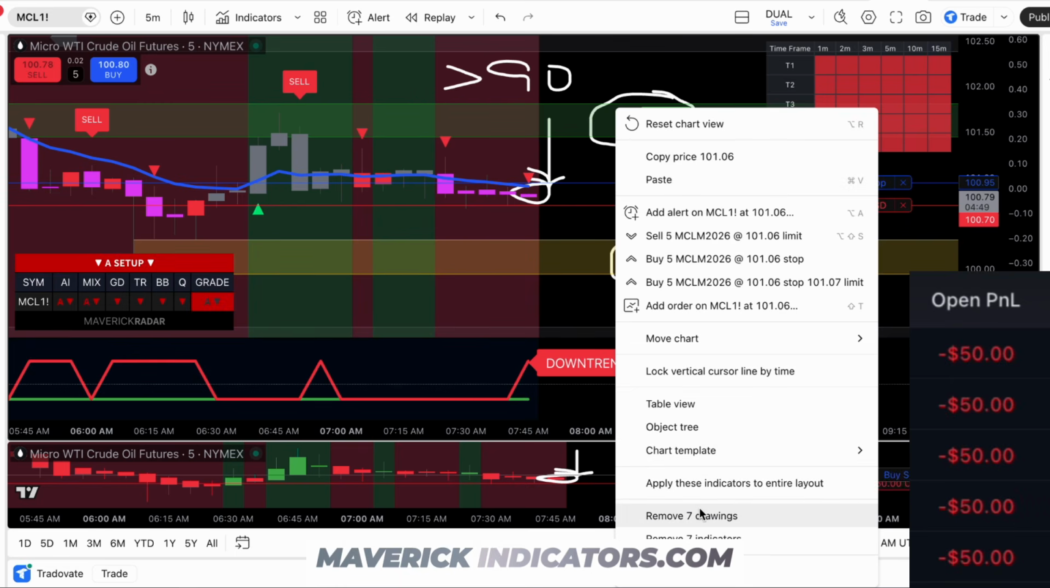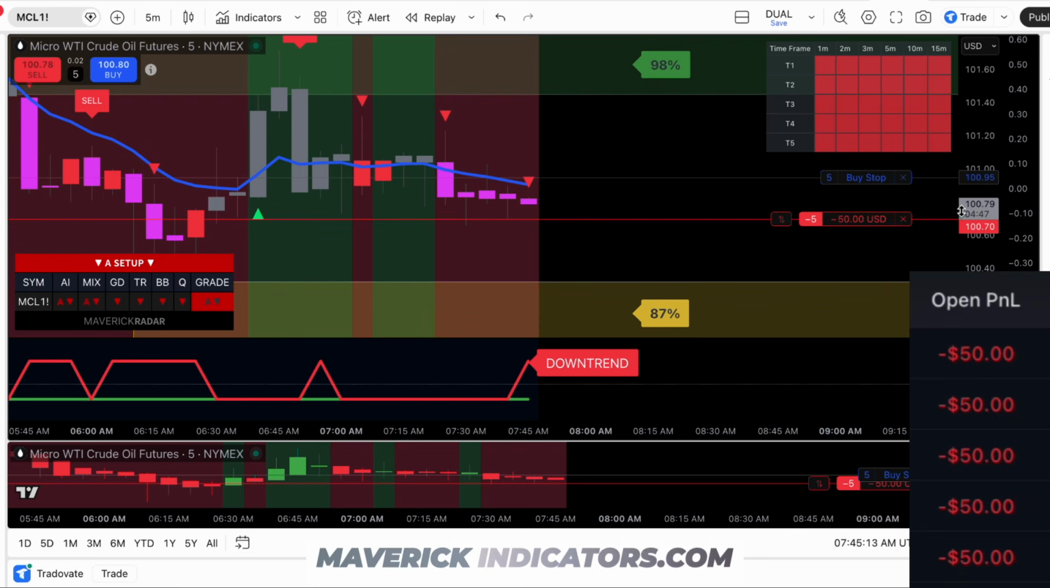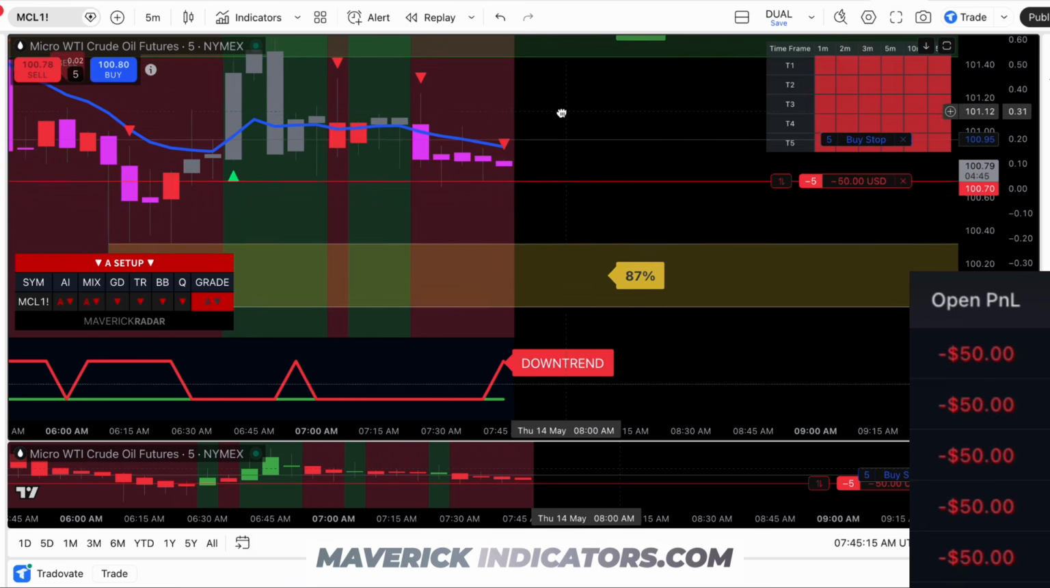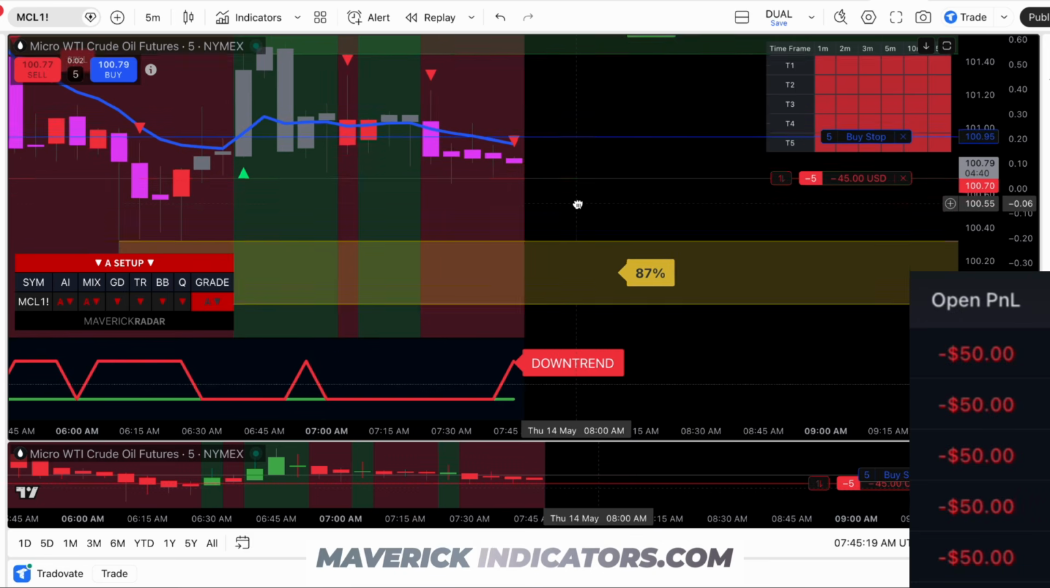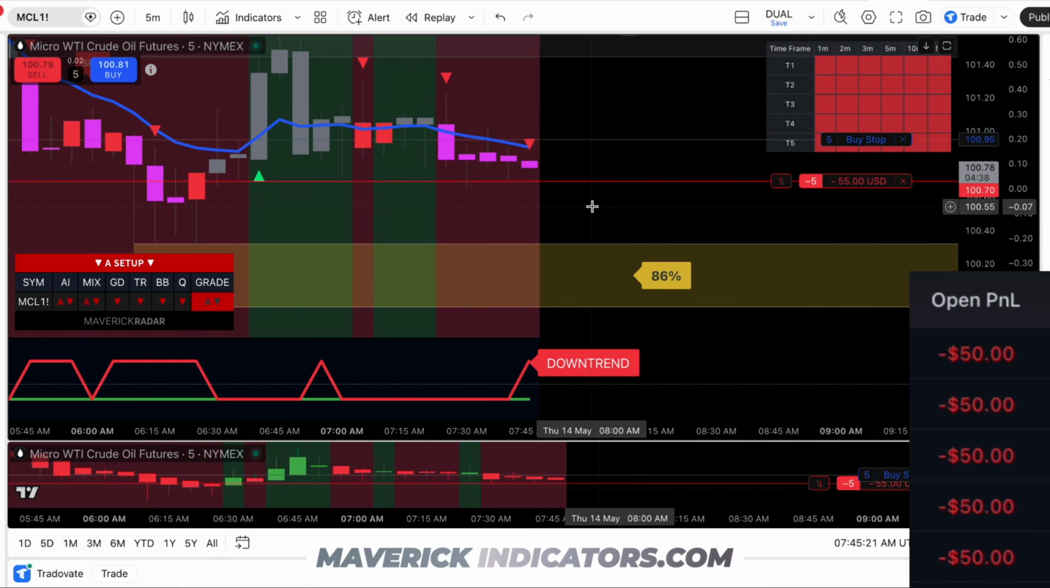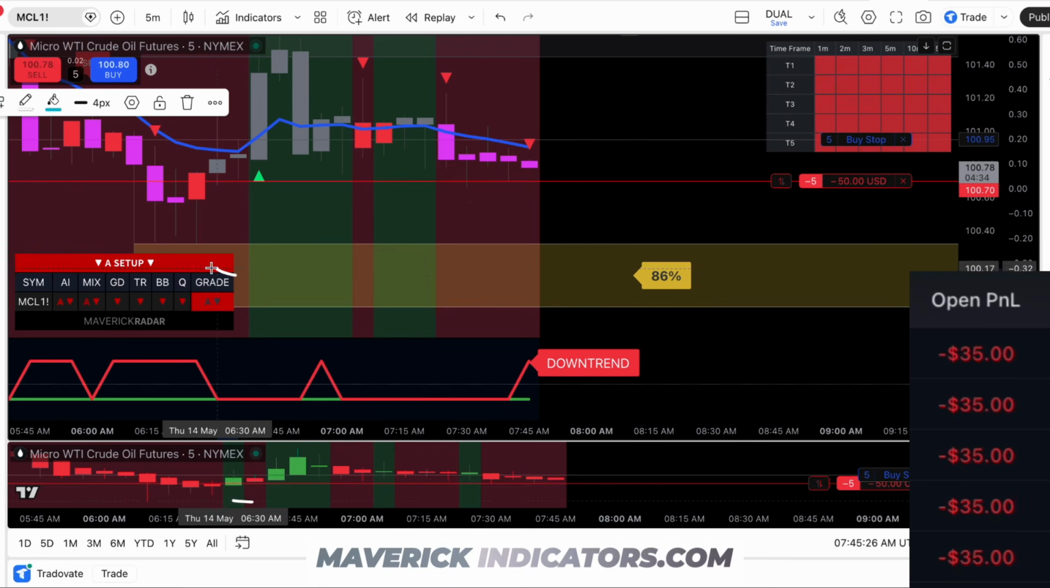I'm only in 5 micros here. But we like tiny risk, larger reward, okay? Trading across 5 accounts. We got an A setup to the downside on the Ultimate Trading Assistant.